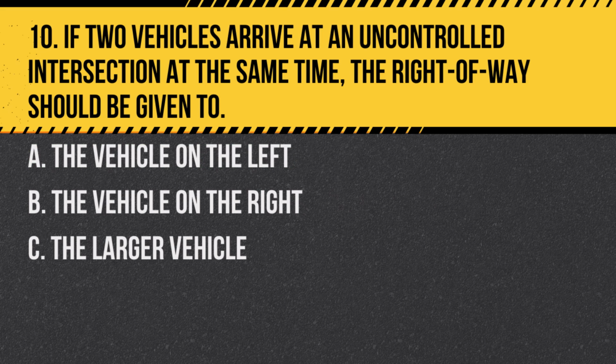Question 10. If two vehicles arrive at an uncontrolled intersection at the same time, the right of way should be given to: A. The vehicle on the left. B. The vehicle on the right. C. The larger vehicle. Answer: B. The vehicle on the right. The right of way is given to the driver on the right in such situations.